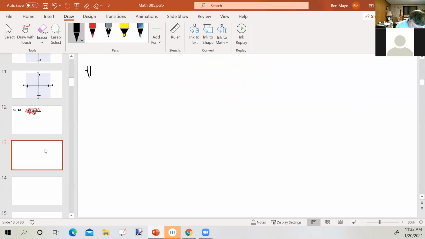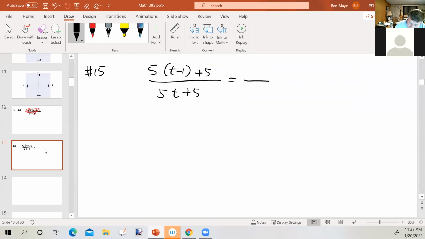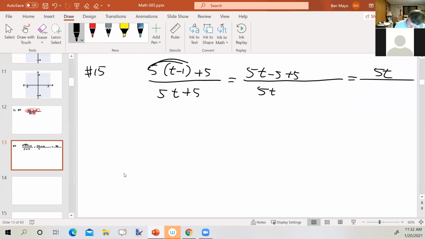Let's see, this was number 15. 5 times the quantity t minus 1 plus 5 over 5t plus 5. What I'm going to do, first of all, I'm going to simplify the numerator. So I'm going to get 5t minus 5 plus 5, which is 5t over 5t plus 5. I can factor a 5 out of the denominator and get t plus 1. Okay? Any questions so far?